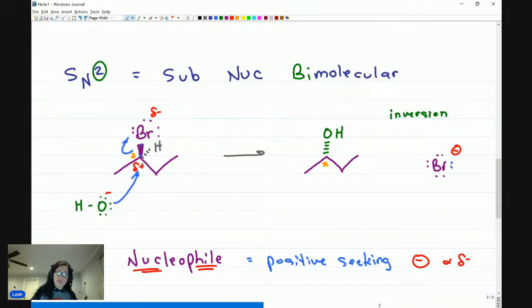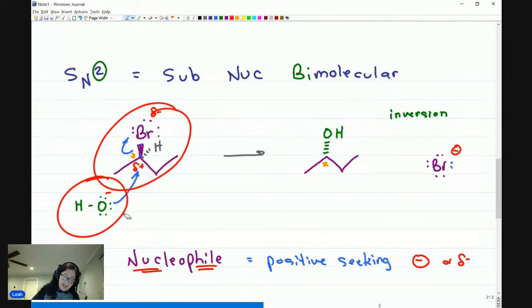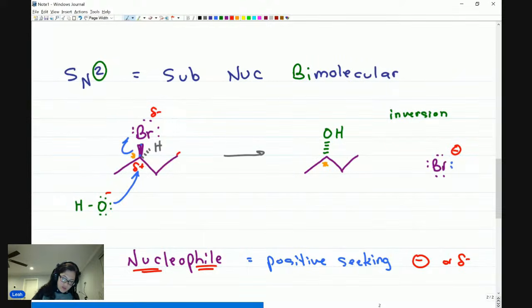Bimolecular tells us two molecules are reacting together at the same time. That is the incoming nucleophile and the alkyl halide. The alkyl halide refers to the chain. That's the alkyl group. The halide is the halogen, the leaving group sitting on the molecule.